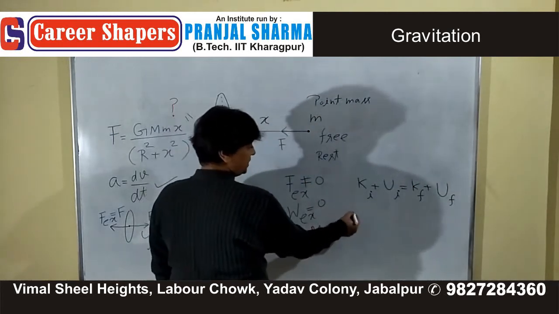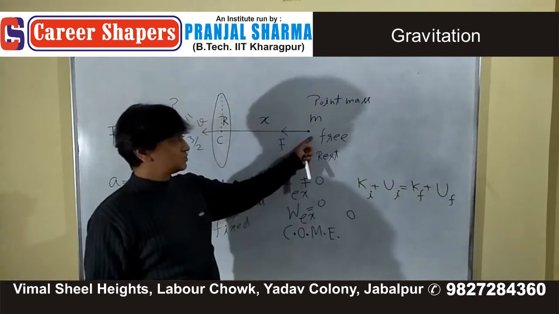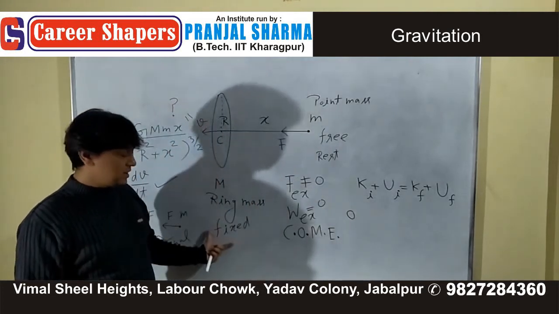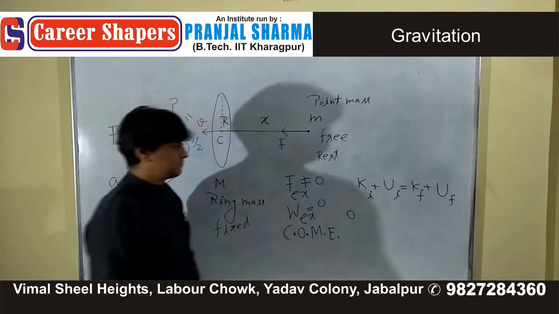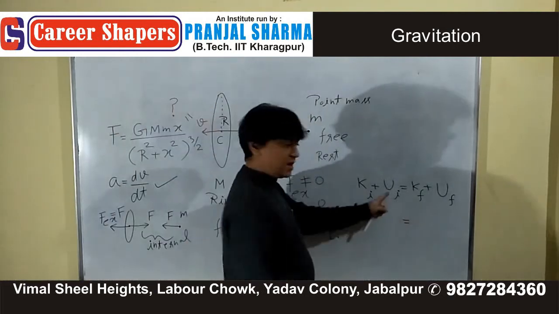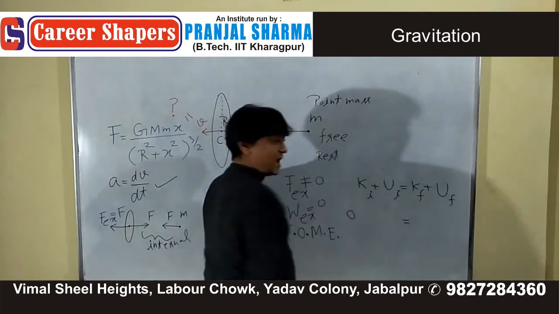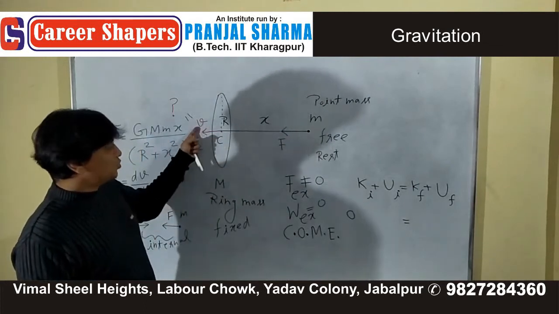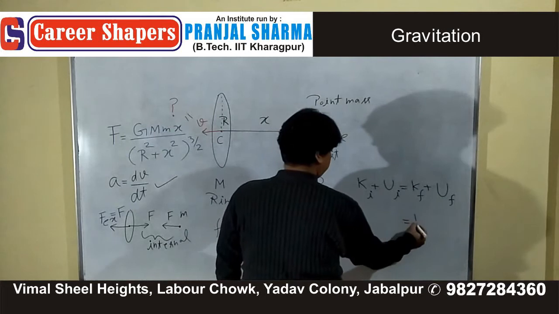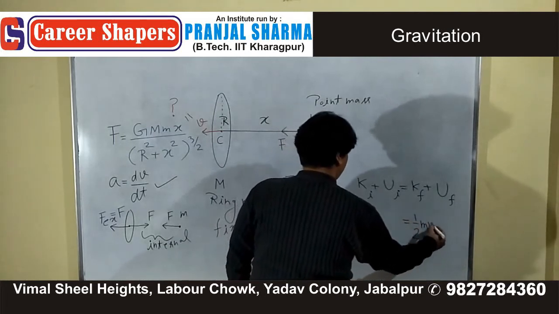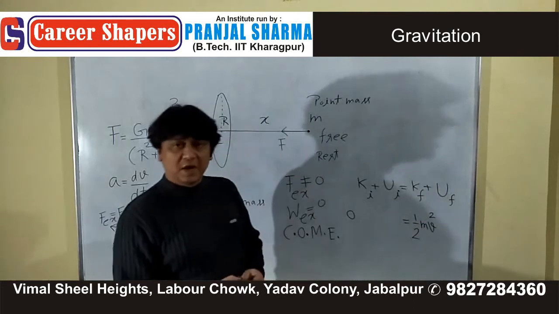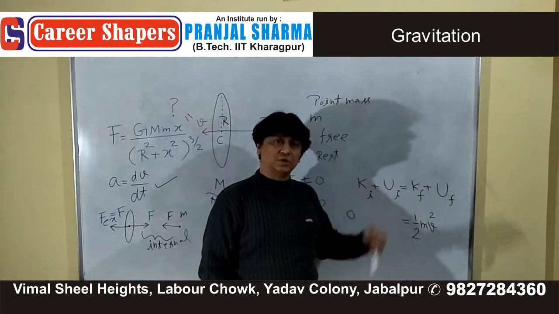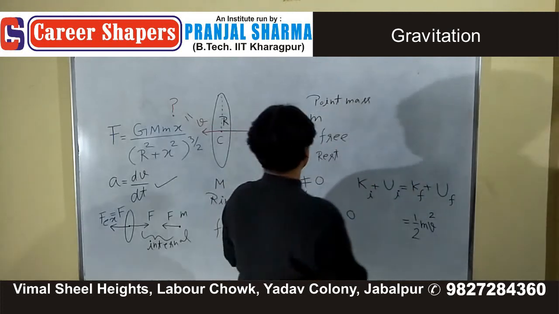Kinetic energy, you can see initially is 0. This is free to move, but initially is at rest. The ring doesn't move, it's always fixed. We need to find potential energy. Finally, kinetic energy is what? Small m has reached the center, it's moving with v, its kinetic energy is half mv square. If we can find potential energy initially and finally, then we can handle this question. So, how do you handle this question?